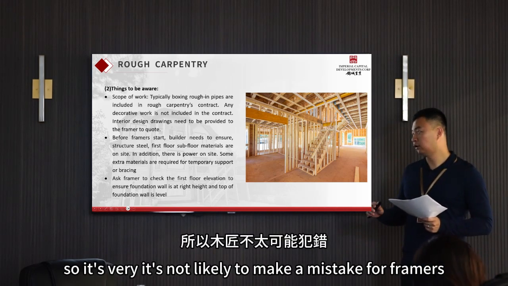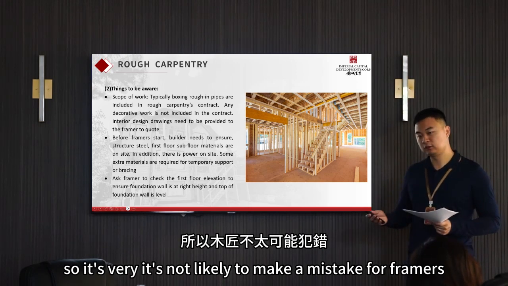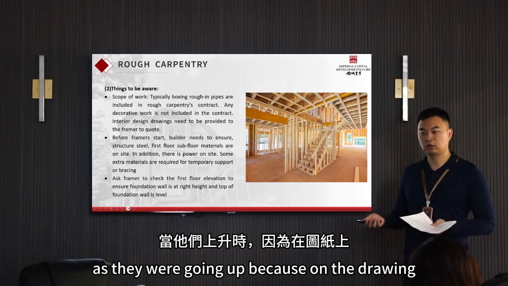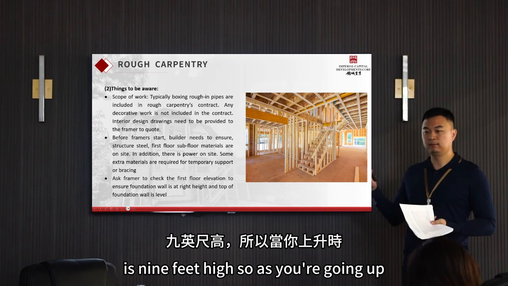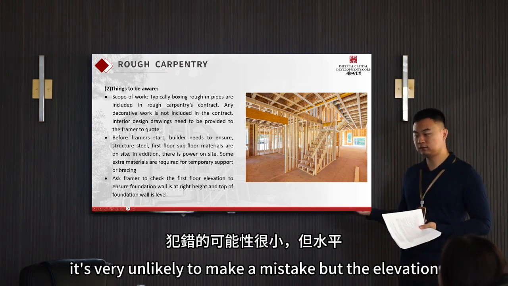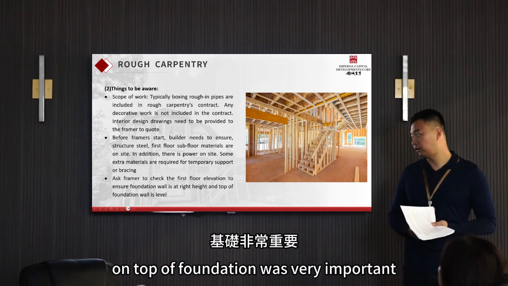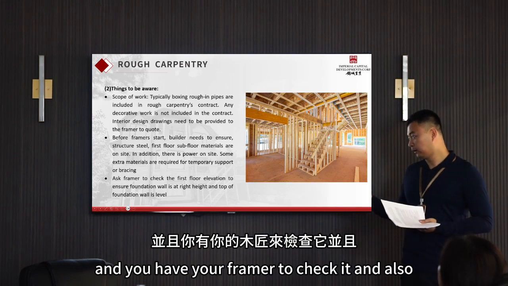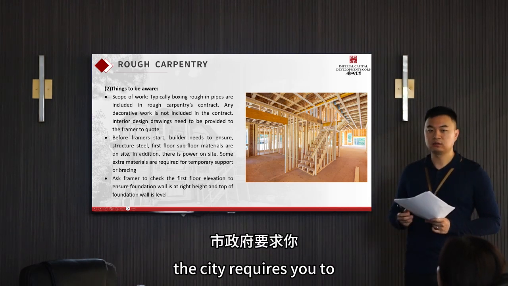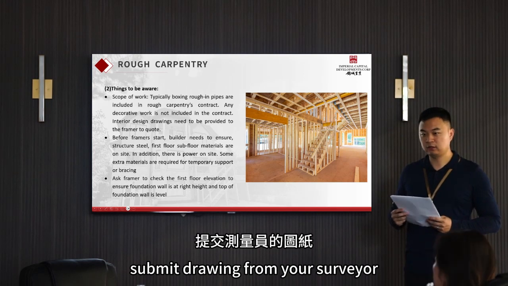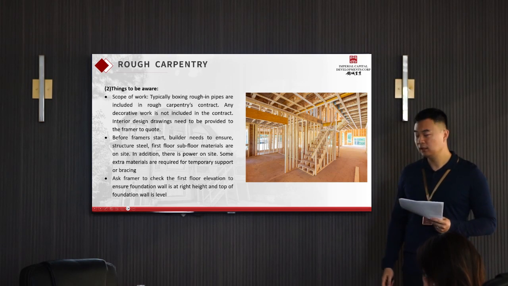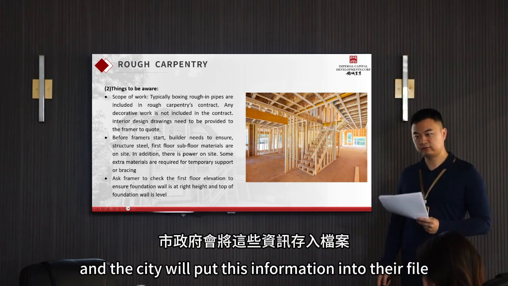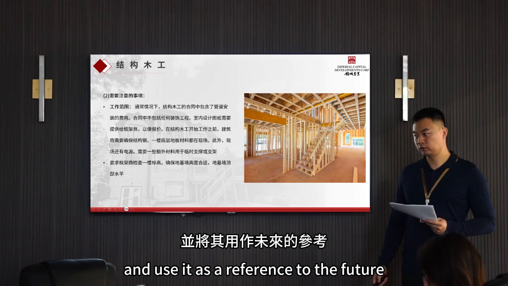So it's unlikely to make a mistake for framers as they're going up, because on the drawing it says your main floor elevation is 11 feet high, your second floor is 9 feet high. So as you're going up, it's very unlikely to make a mistake. But the elevation on top of the foundation wall is very important. And you have your framer to check it, and also the city requires you to submit an as-built drawing from your surveyor. So you have to ask your surveyor to check the first floor elevation as well. And the city will put this information into their file and use it as a reference for the future.